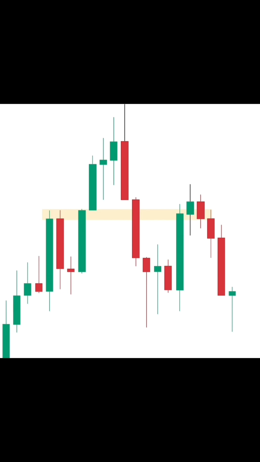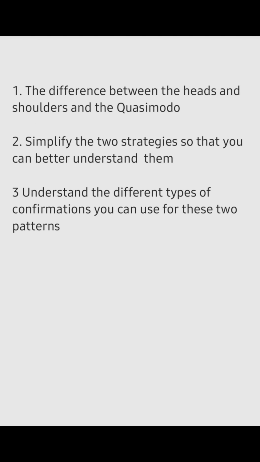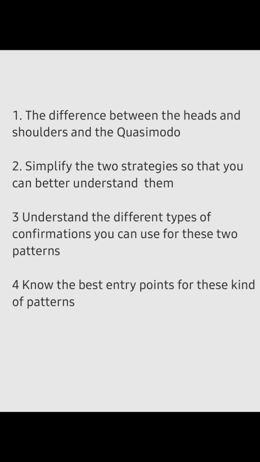After completing this video, you're supposed to be able to tell the difference between the heads and shoulders and the Quasimodo pattern. Secondly, you must be able to simplify these two strategies so that you can better understand them. The third part is to understand the different types of confirmations you can use for these patterns. And fourthly, you are supposed to know the best entry points for these kind of strategies.